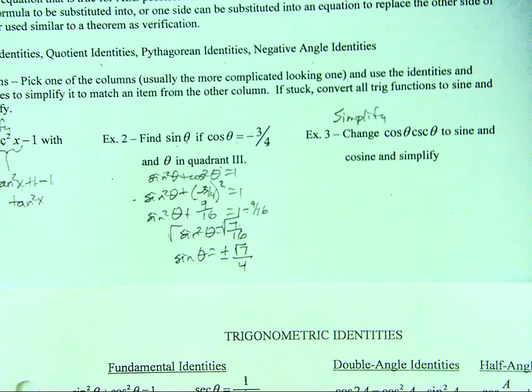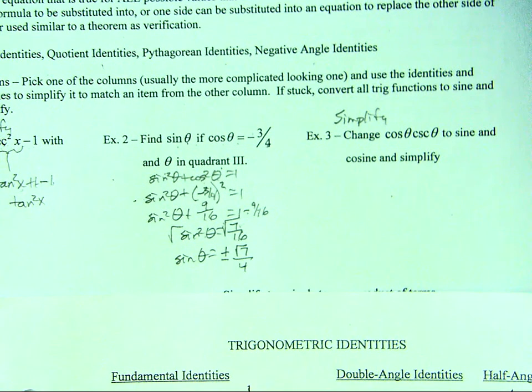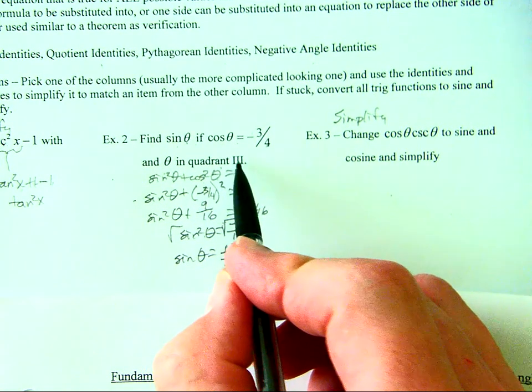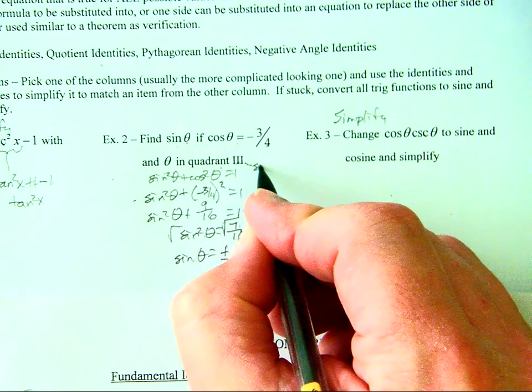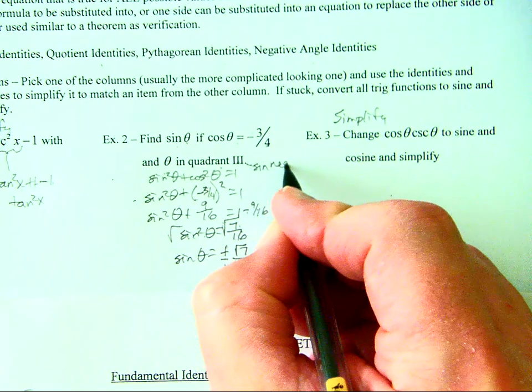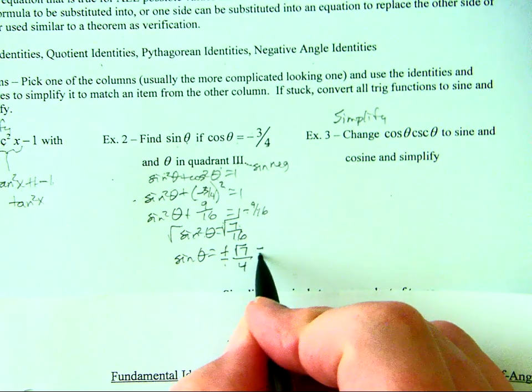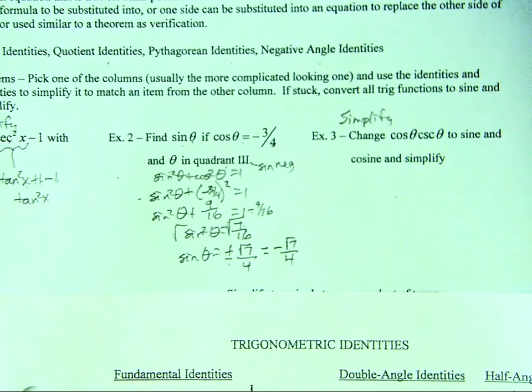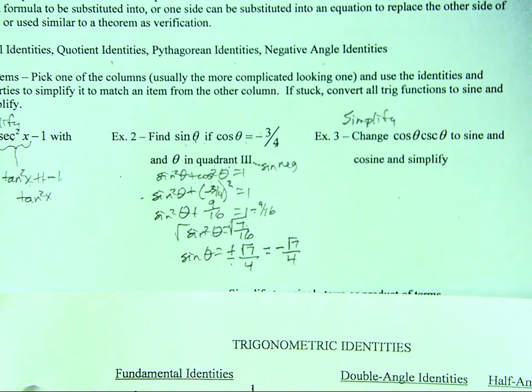So we have that. Well, now, should that be positive or negative? This is where the quadrant comes in. In quadrant 3, sine is negative. So here we want the negative one, so it's a negative radical 7 over 4. That's what the quadrant was for. So it might be a problem like that.